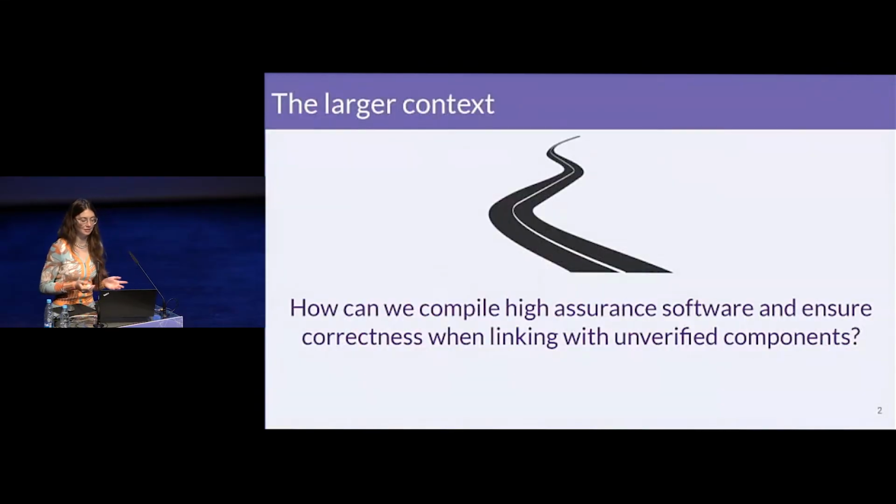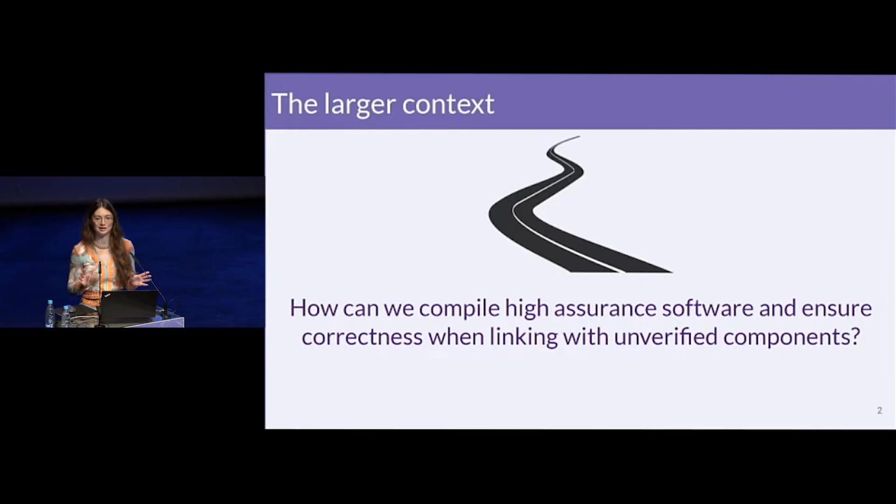Okay, so before I start talking about the technical details, I'd like to give a little bit of a larger picture here. What we're interested in exploring is how can we compile high assurance software and ensure its correctness when linking with an unverified world. So one approach to this that we're interested in exploring is to preserve these invariants that we impose on this high assurance software and keep these invariants around until link time so that we can check that these invariants aren't violated when we link with external code.